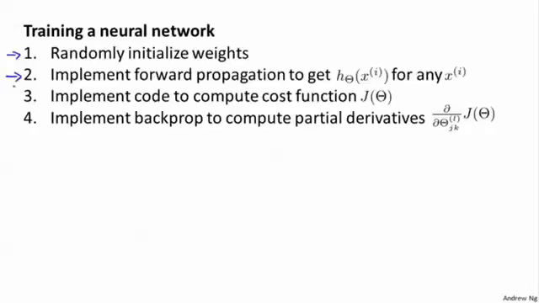Then we implement forward propagation so that we can input any input x to the neural network and compute h of x, which is this output vector of the y values. We then also implement code to compute this cost function J of theta. And next we implement backprop, or the backpropagation algorithm, to compute these partial derivative terms, partial derivatives of J of theta with respect to the parameters.